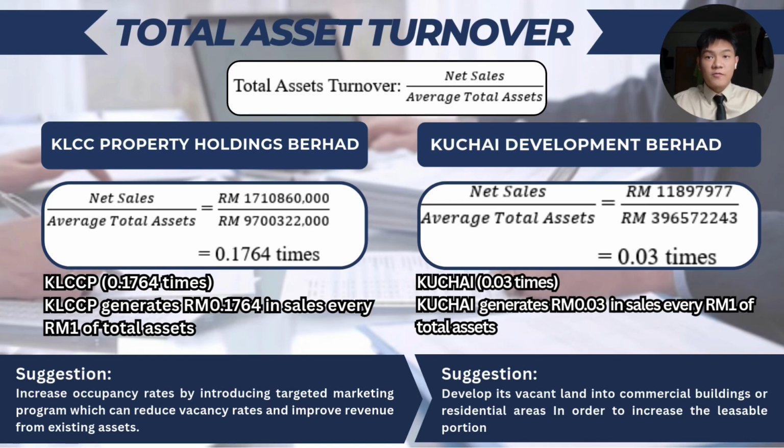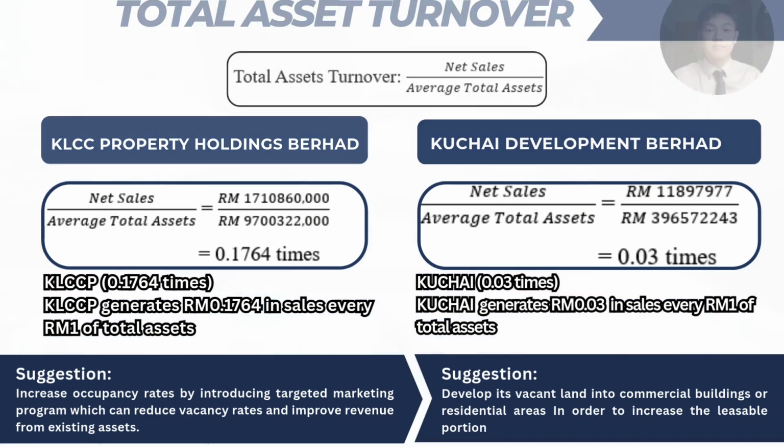As suggestions for the ratio to be improved, KLCC Property can increase occupancy rates by introducing targeted marketing programs to reduce vacancy rates and improve revenue from existing assets. Meanwhile, Kuchai can develop its vacant land into commercial buildings or residential areas in order to increase the leasable portions.